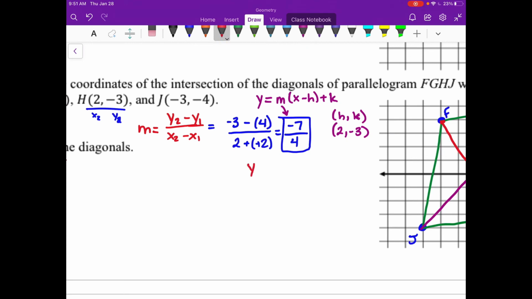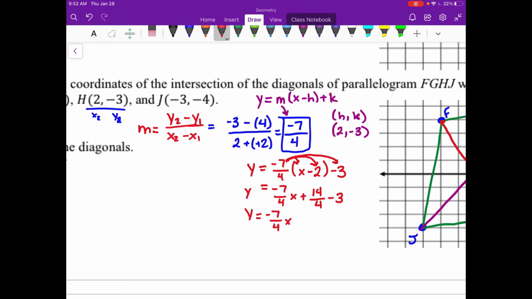So let's plug those all in. Y equals my m, which is negative 7 over 4, x minus h, which is 2, plus k, which is minus 3. I'm going to distribute that slope. So I get negative 7 over 4x, and negative 7 over 4 times negative 2 is just plus 14 over 4, minus 3. Negative 7 over 4x stays the same, but 14 over 4 minus 3 needs to simplify. That's 2 over 4, which is just 1/2.